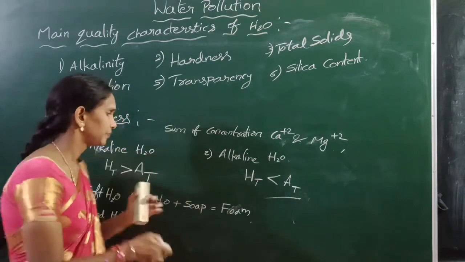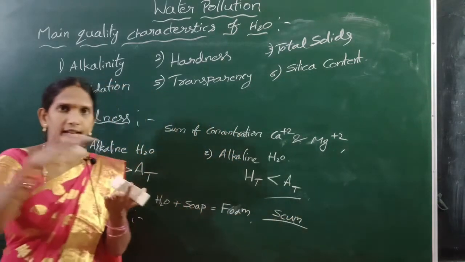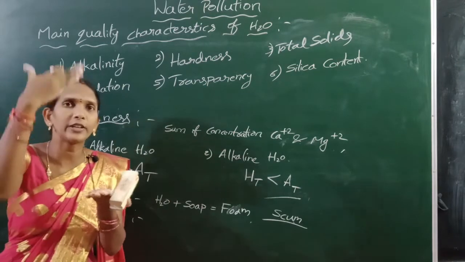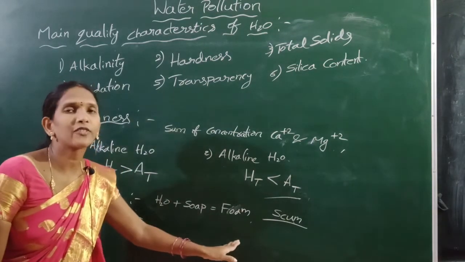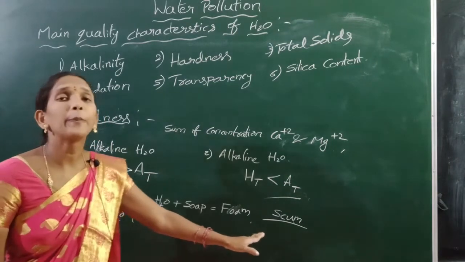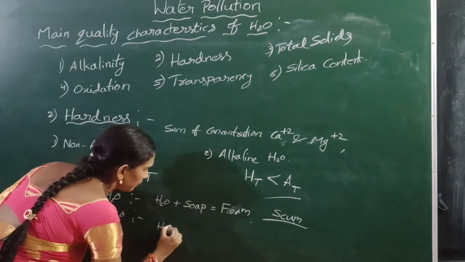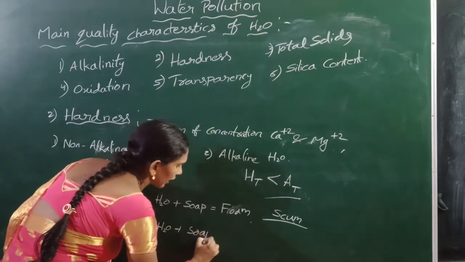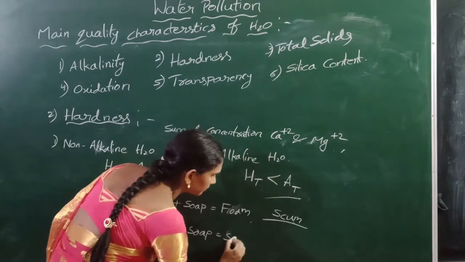Scum means a layer. A layer is formed at the top. Water plus soap forms a precipitate. That means water plus soap can form a white layer, scum.